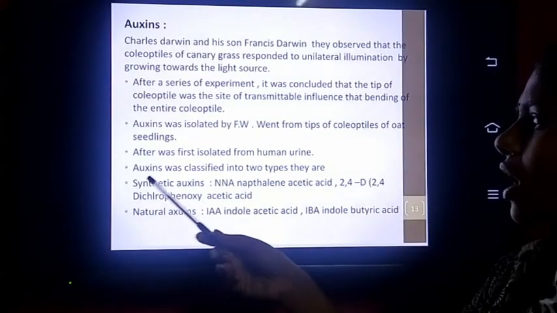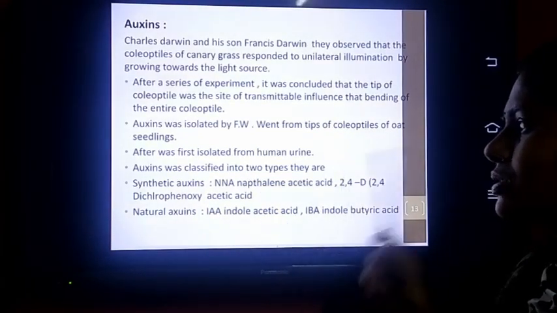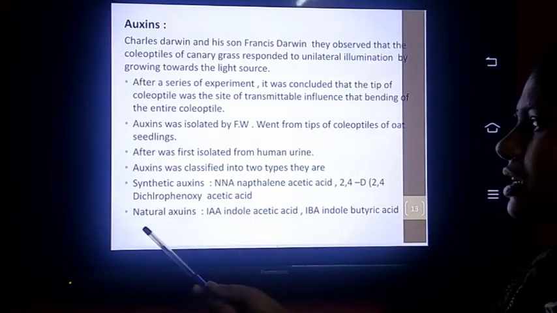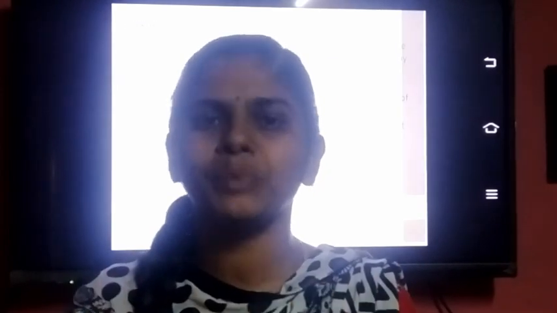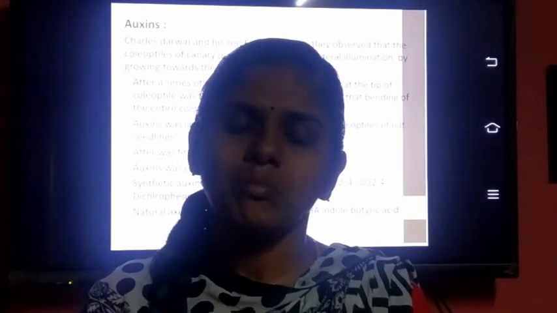Next, auxins are classified into two types: synthetic auxins and natural auxins. Synthetic auxins are also called artificial auxins; auxins prepared artificially are called synthetic auxins. Natural auxins are the auxins we get from the plant. Auxins obtained from plants are called natural auxins. These are the two types of auxins: synthetic auxins and natural auxins.